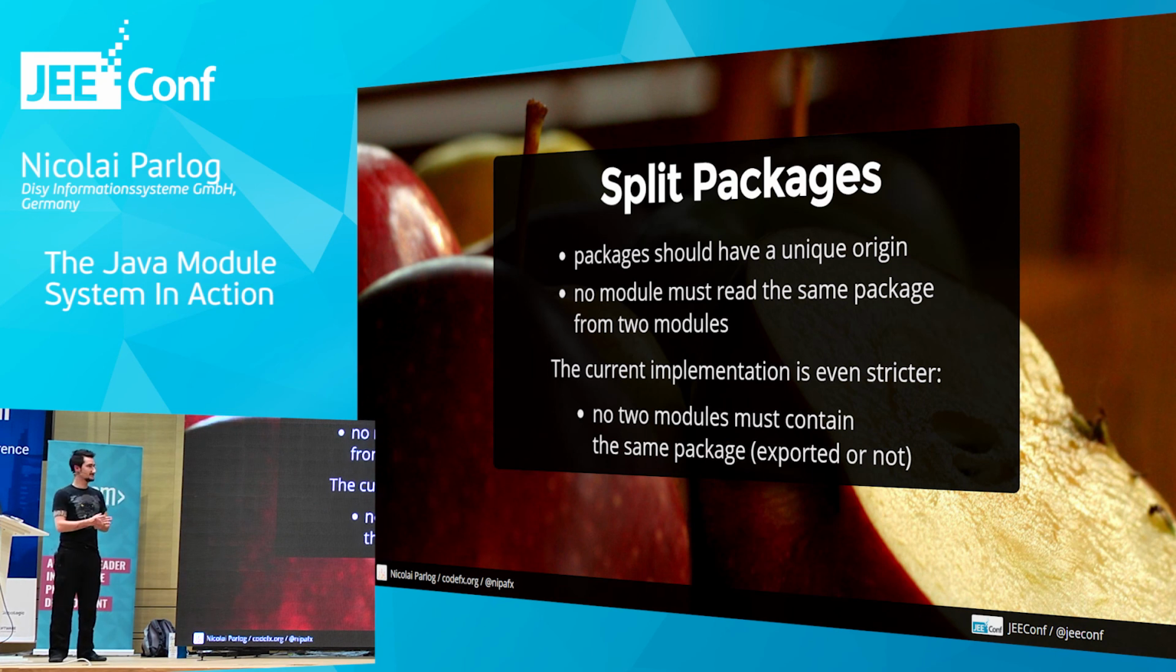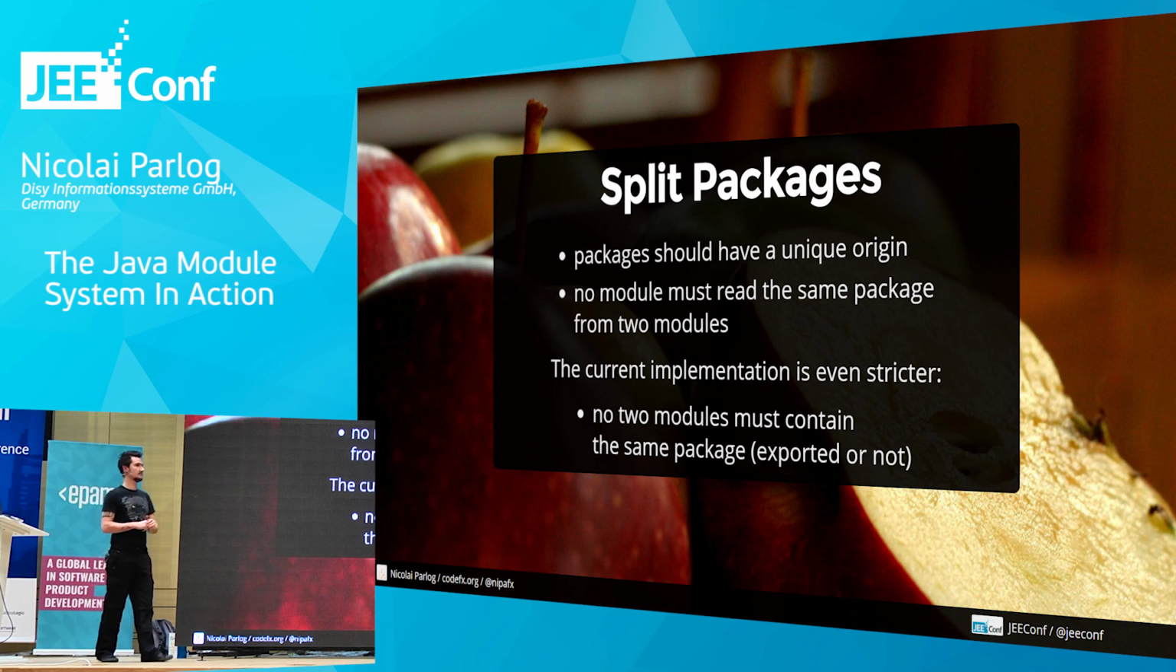Then there are split packages, which is an interesting problem. The idea is that packages should have a unique origin. There should be just one module for each package. And the official wording is, no module must read the same package from 2 modules. So my module cannot read com Google Guava from that and com Google Guava from that other module.